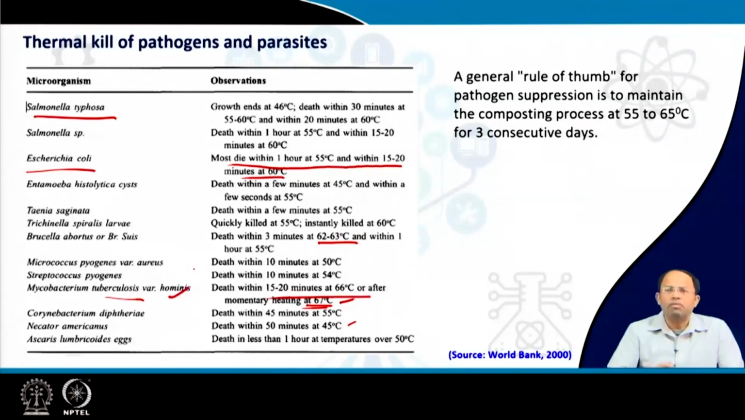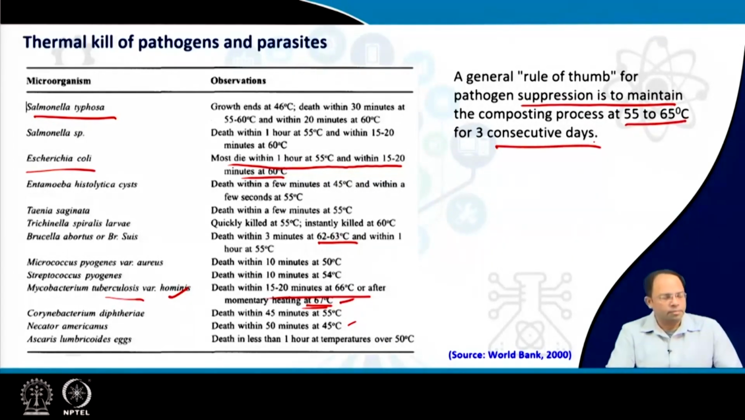So that is the purpose of allowing the heat to build up in the compost, which sanitizes the compost. A general rule of thumb is that pathogen suppression happens if the composting process results in 55 to 65 degrees centigrade for 3 consecutive days. In that case, all pathogens are more or less killed.